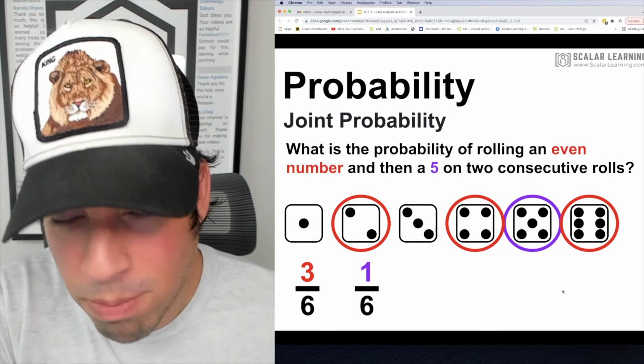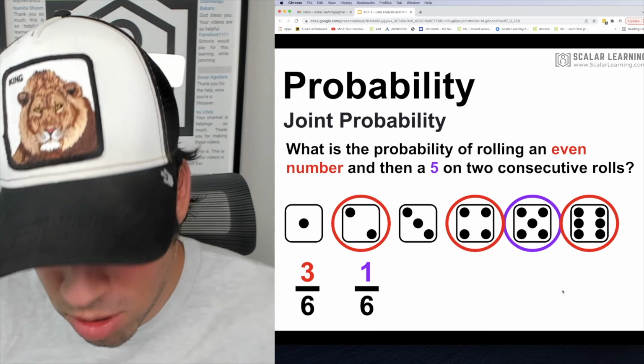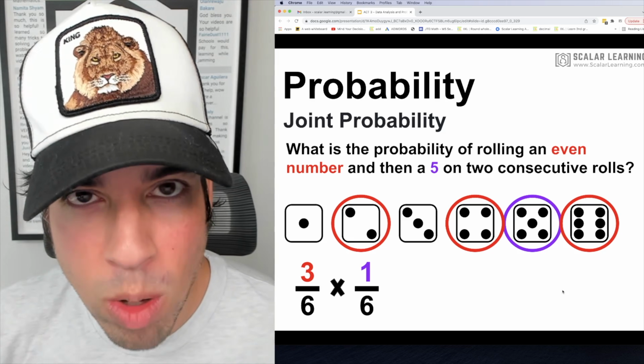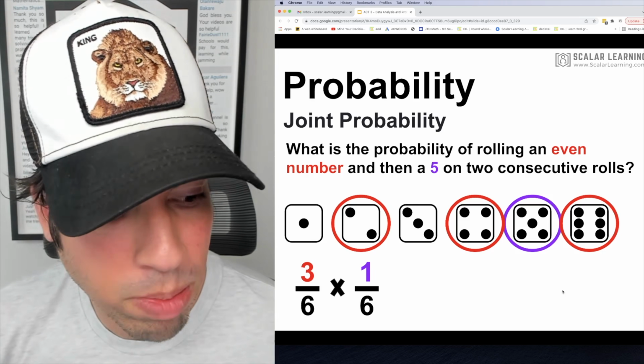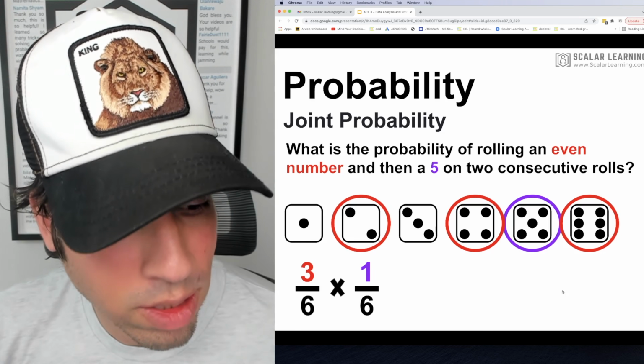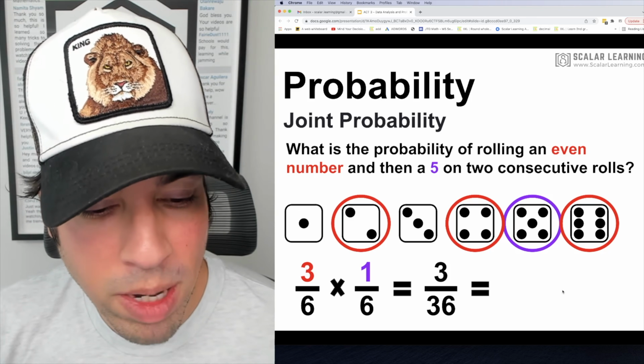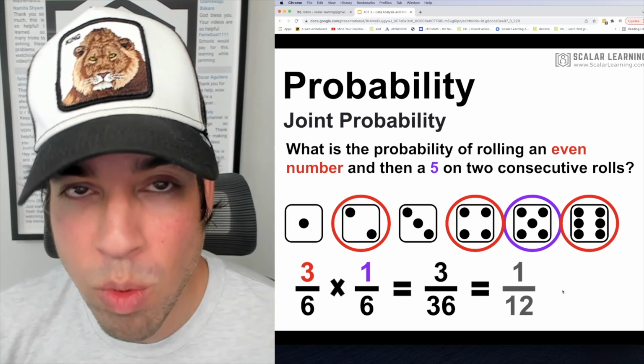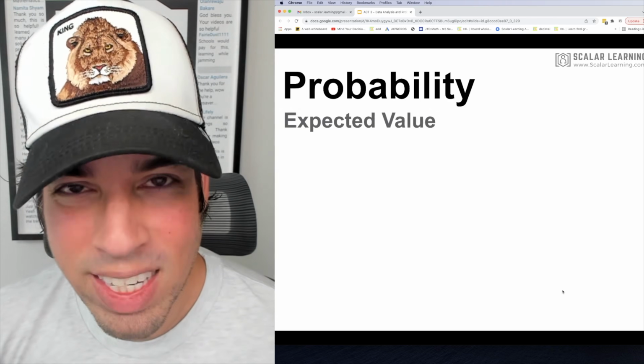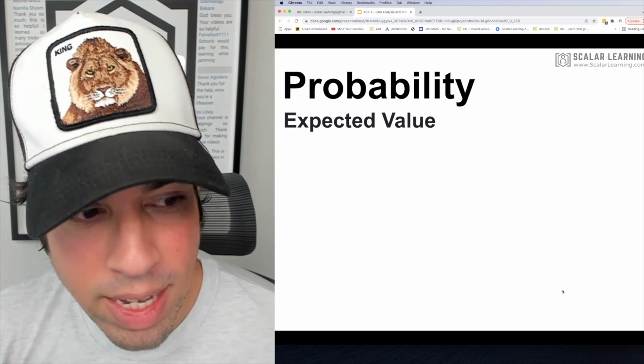And then for the probability of both this one and that one occurring, we take these and we multiply them. That's joint probability. We multiply. So 3/6 times 1/6 is 3/36. And of course, we can reduce by dividing both by 3, top and bottom, and we get 1/12 for the win. Next, let's talk about expected value, which is definitely tested on the ACT as well.